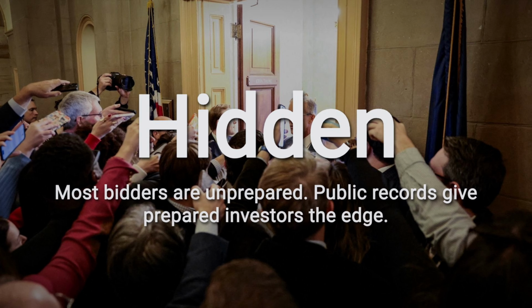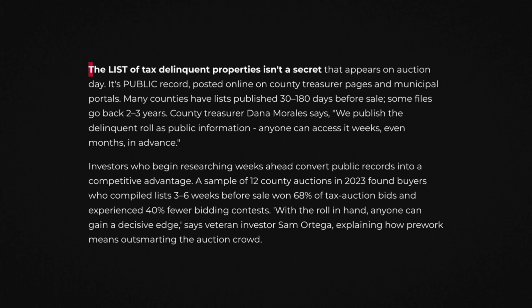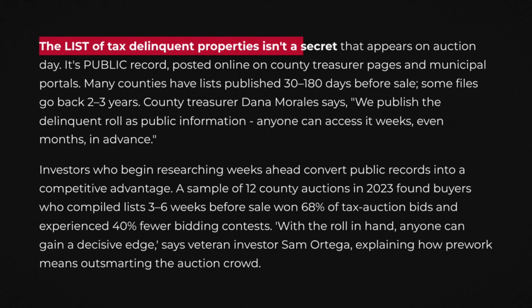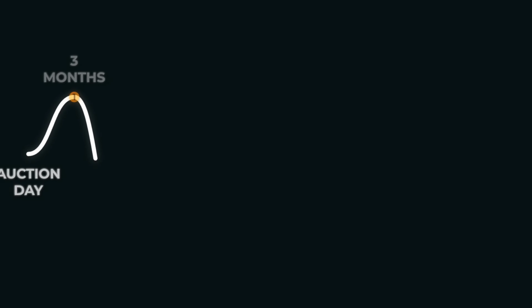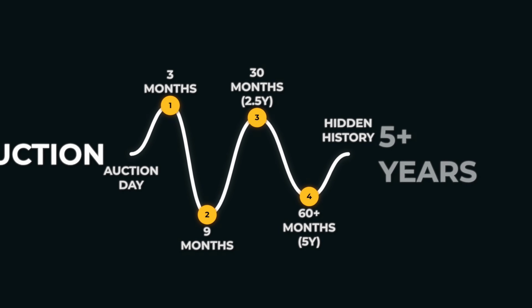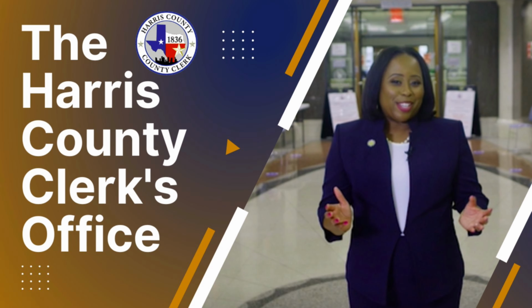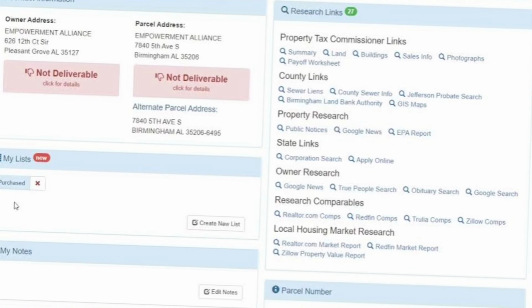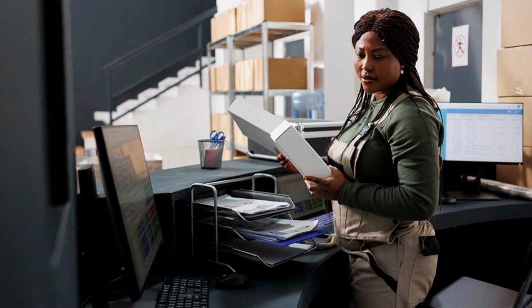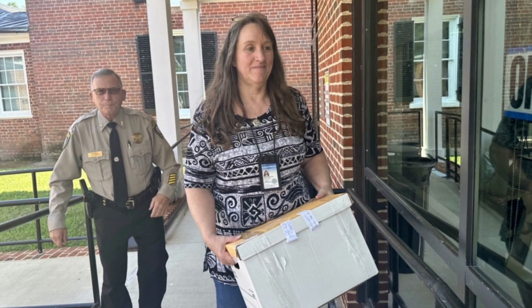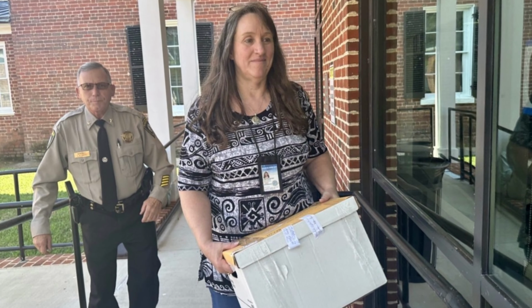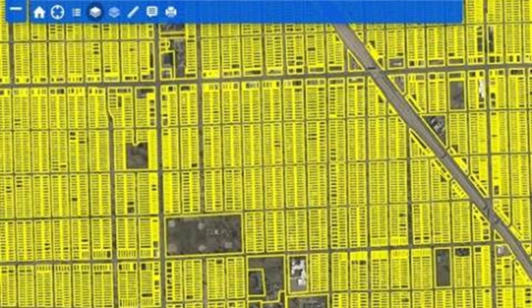But here's what most people don't realize. The list of tax delinquent properties isn't a secret that appears on auction day. It's public record. It's been public record for months, sometimes years. The county is legally required to make this information available. Most counties publish it online. Some require you to walk in and ask for it. Either way, it's yours for the taking. The question is just knowing where to look.